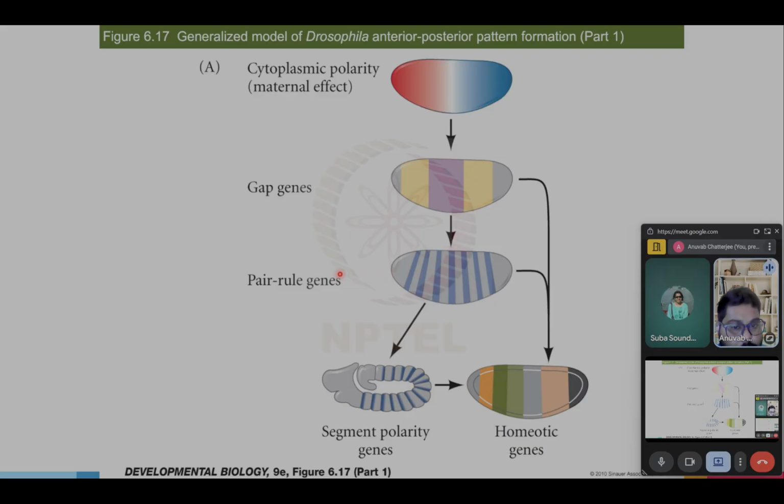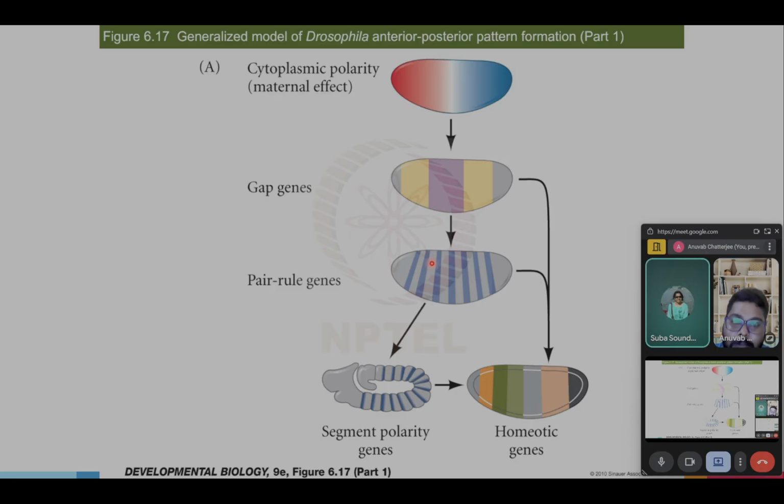Even at the pair rule genes stage, we still have nuclei all around the cortex. The boundaries have still not formed. So the pair rule genes, being transcription factors, which normally only do stuff in the nucleus, because the cytoplasm is linked, pair rule genes from one particular stripe go ahead and affect the other one right here.